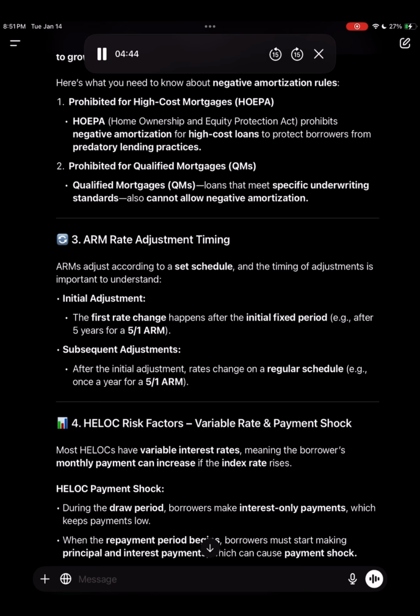ARM rate adjustment timing. ARMs adjust according to a set schedule, and the timing of adjustments is important to understand. Initial adjustment. The first rate change happens after the initial fixed period, e.g., after 5 years for a 5/1 ARM. Subsequent adjustments. After the initial adjustment, rates change on a regular schedule, e.g., once a year for a 5/1 ARM.